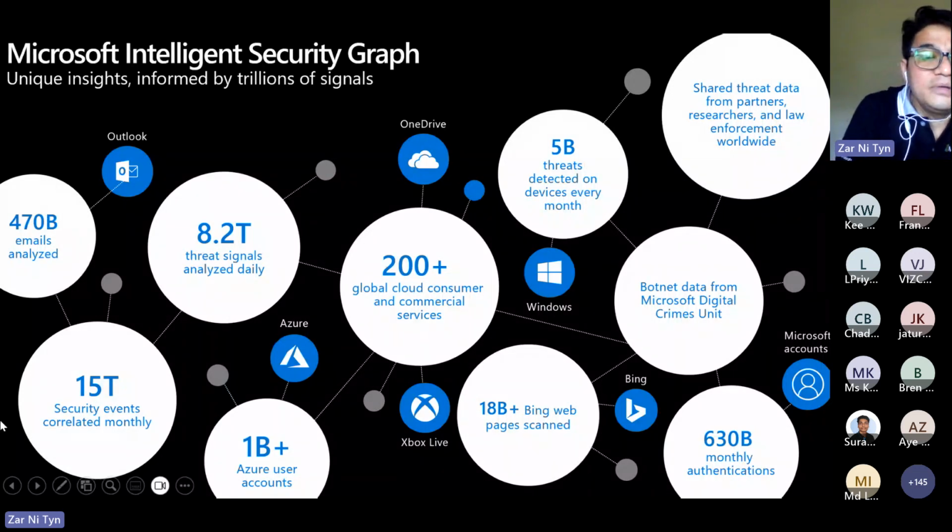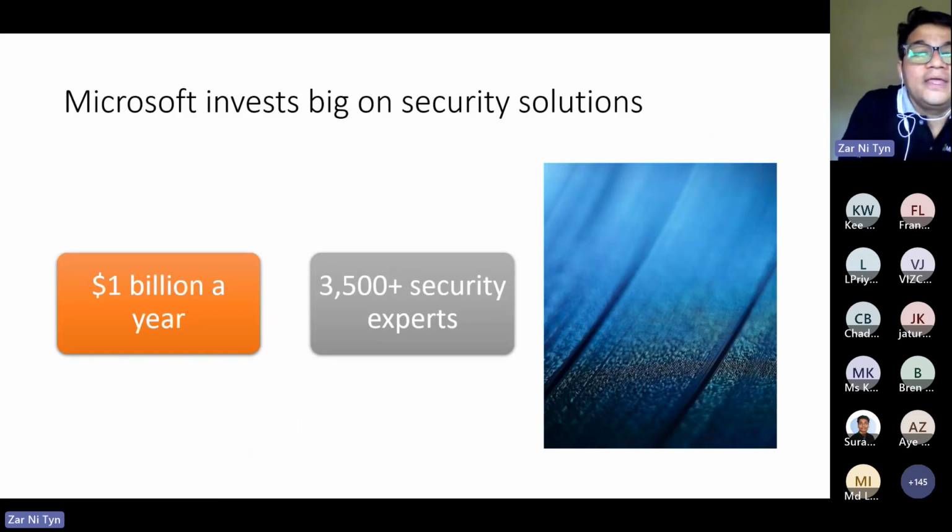And then you can see 1 billion Microsoft user accounts. Today, Microsoft user accounts are at 1 billion. This is the Microsoft API. You check this, and it is very important from a cyber security point of view. Okay, and then you can see Microsoft invests in big security solutions: 1 billion a year, and 3,500 experts at Microsoft security. Microsoft is preparing this security sector. This is very important.